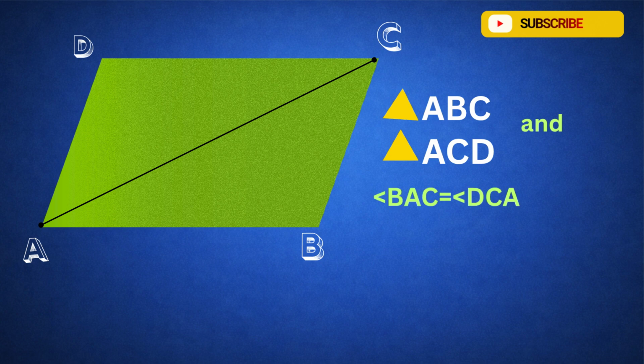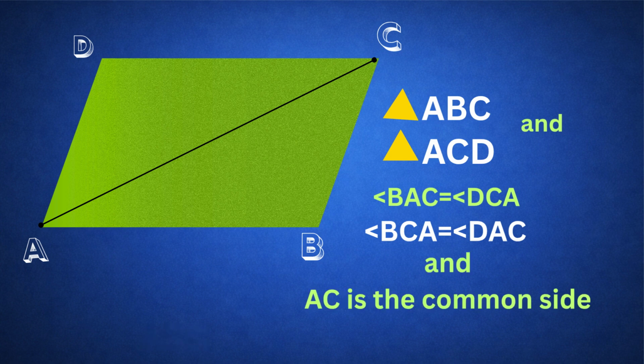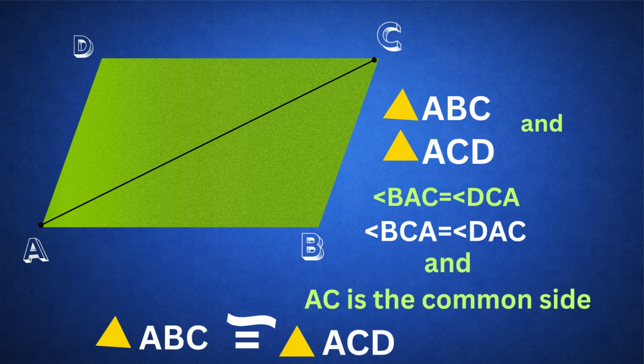Angle BAC equals angle DCA, and they are alternate interior angles. Angle BCA equals angle DAC, which are also alternate interior angles, and AC is the common side. So triangle ABC is congruent to triangle ACD.